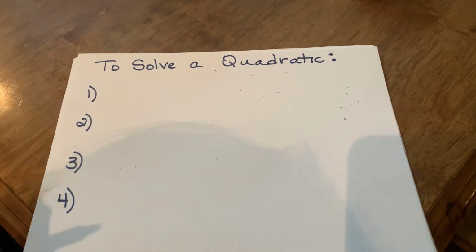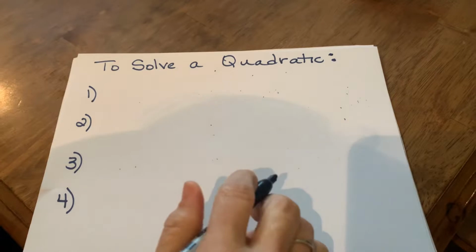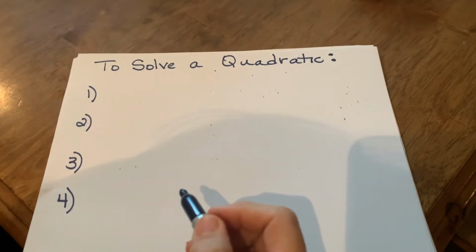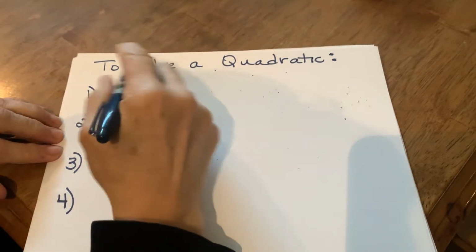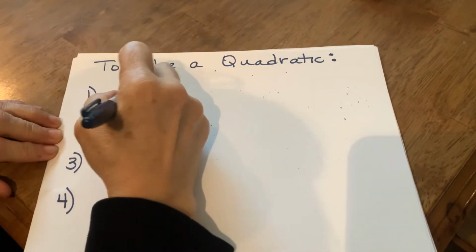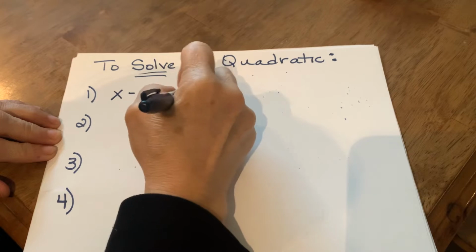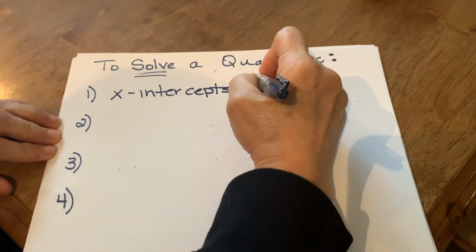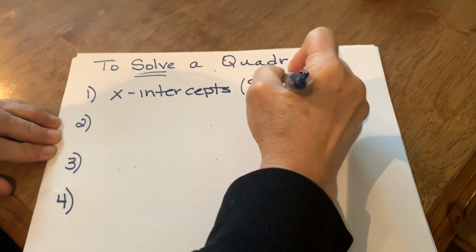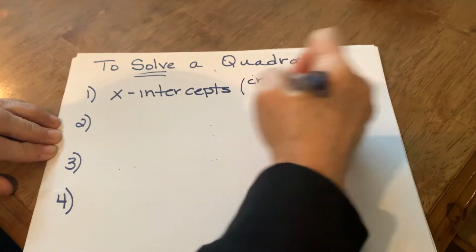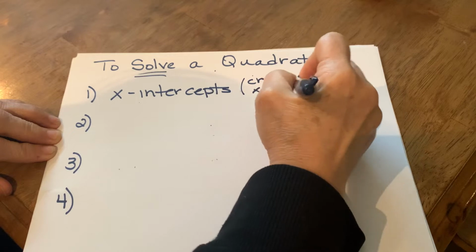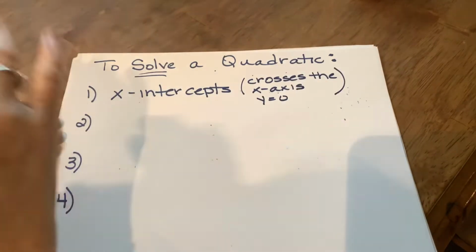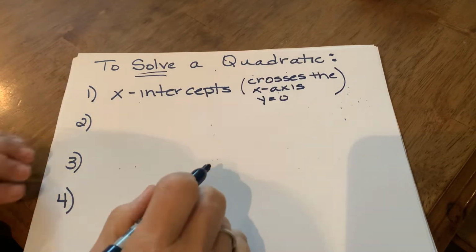Today I want to continue talking about solving quadratics. I first want to review what it means to solve a quadratic. Remember, to solve a quadratic means to find the x-intercepts. The x-intercepts are where the graph crosses the x-axis. Remember that y equals 0 when you're crossing the x-axis.